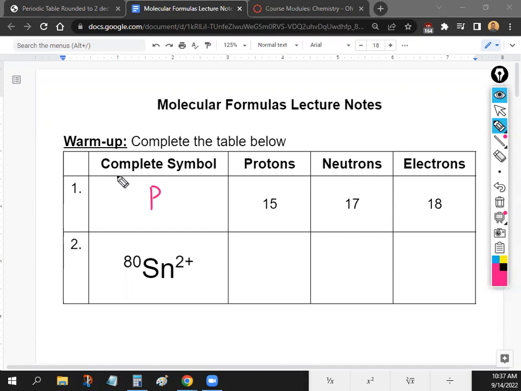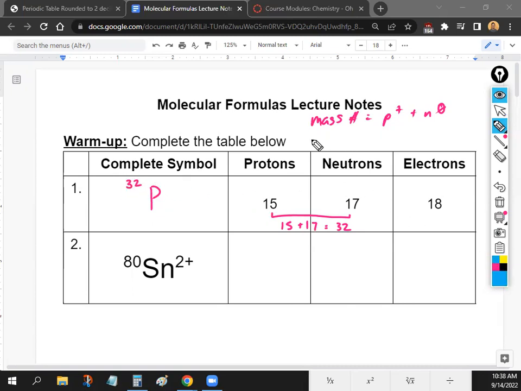Now we have to put the mass number on the top left. If you guys remember, the mass number is just equal to the protons plus the neutrons. So we just need to add these two numbers together. If we do 15 plus 17, what number do we get? Yeah, 32. So we just put 32 on the top left. That's the number on the top left, the isotopes.